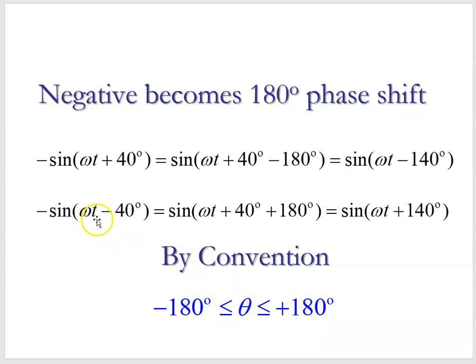So when we have negative sine omega t minus 40 degrees, then we are going to add... this should be a minus here. That's an error. This should be a minus right there, because that's a minus there, right? What we're doing is adding the 180 degrees, so we end up with a positive. So in both of these two cases, we end up with something within our convention range.